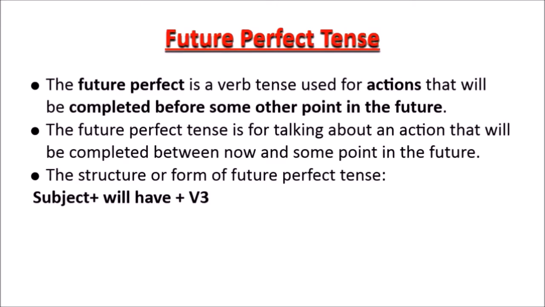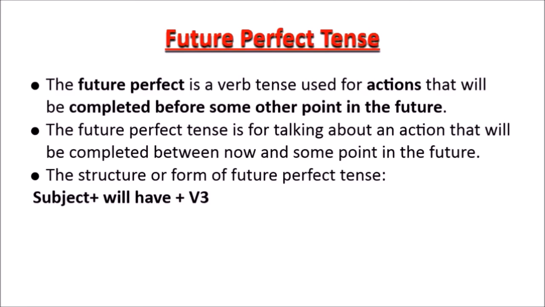Now let's move on to the future perfect tense. This is the third type of tense under which form? Perfect form. Look at the definition there: the future perfect is a verb tense used for actions that will be completed before some other point in the future. So the future perfect tense is nothing but a verb tense that denotes an action that will be completed before some point of time in the future.